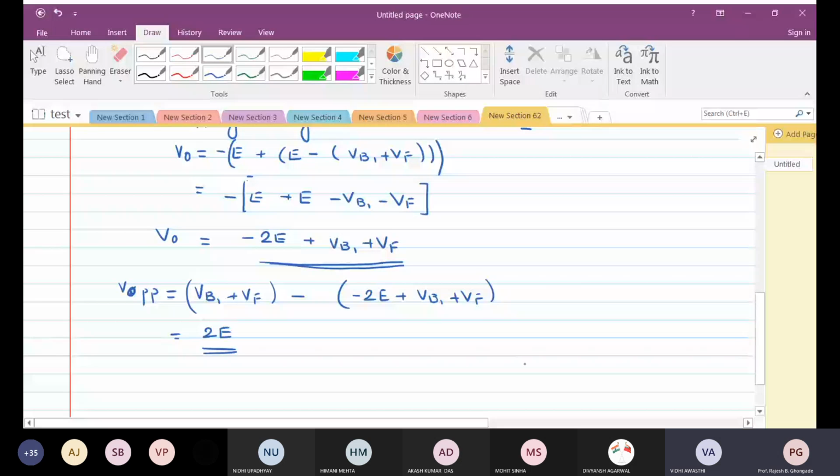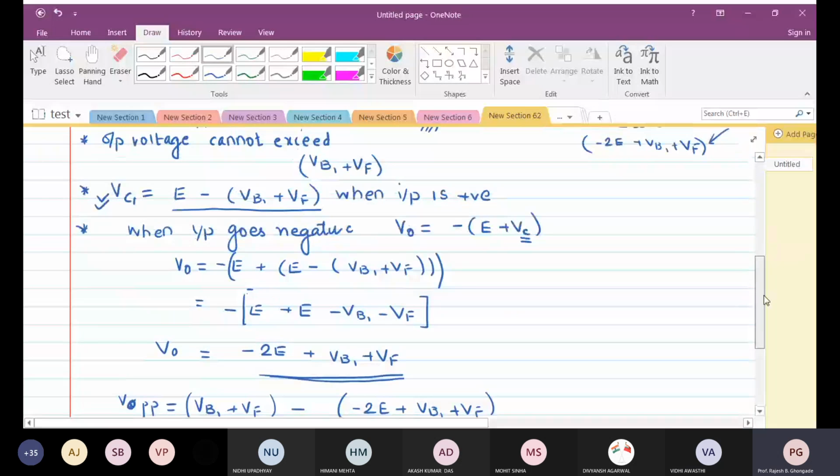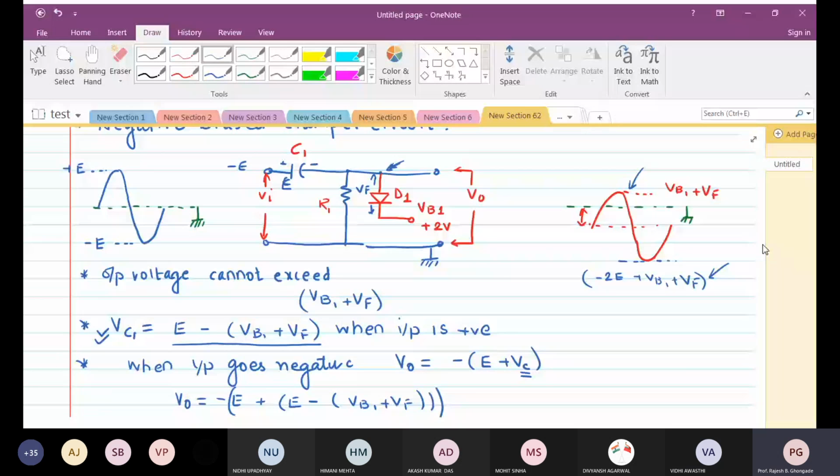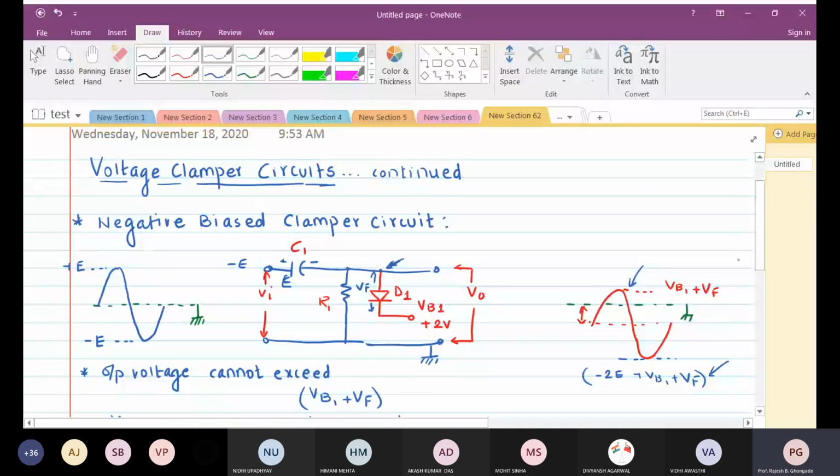So you see that the peak to peak value is still 2 times E, which actually is the value of the input itself. So it is not changing the peak to peak value at all. But what is happening? It is shifting the waveform in the negative direction. That is the reason why it is called a negative clamper first of all, and then why.